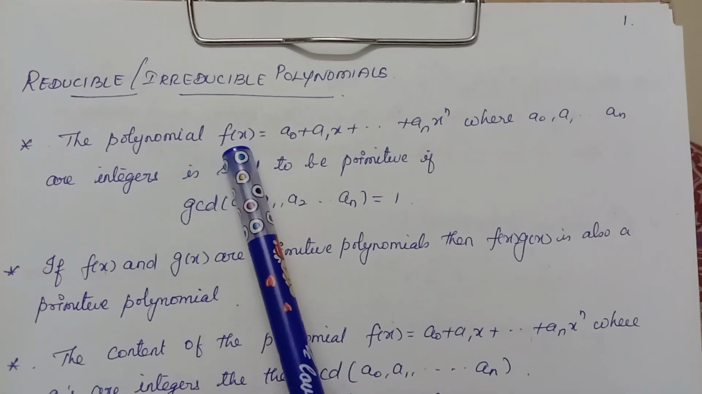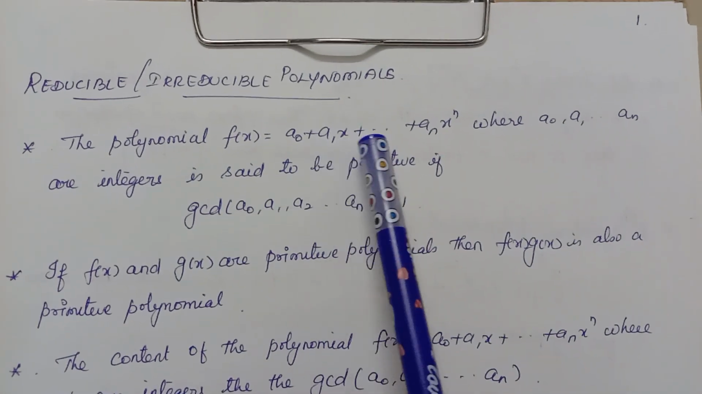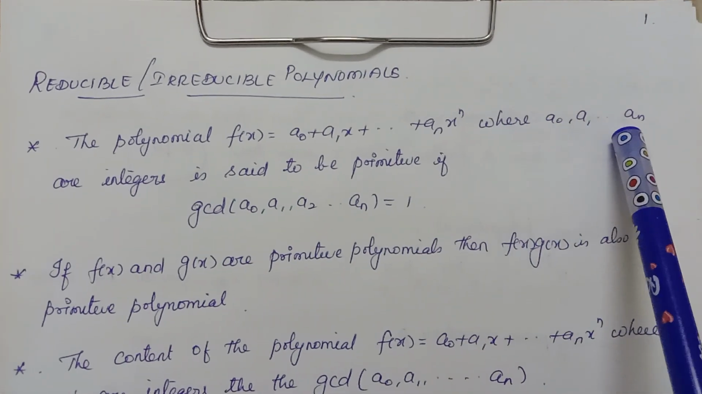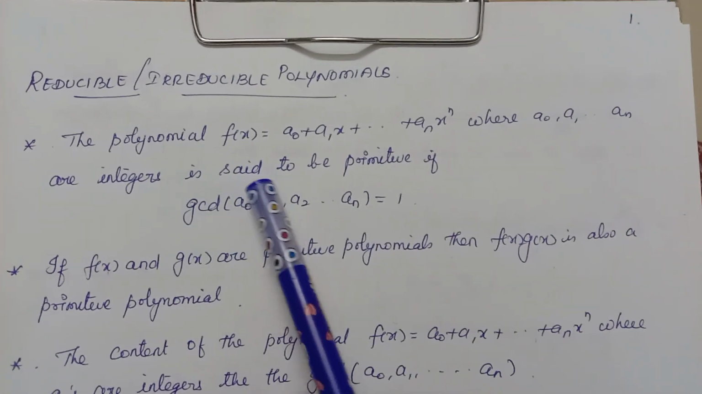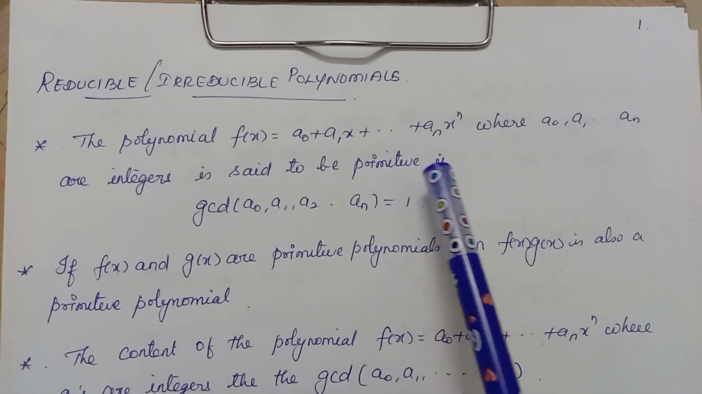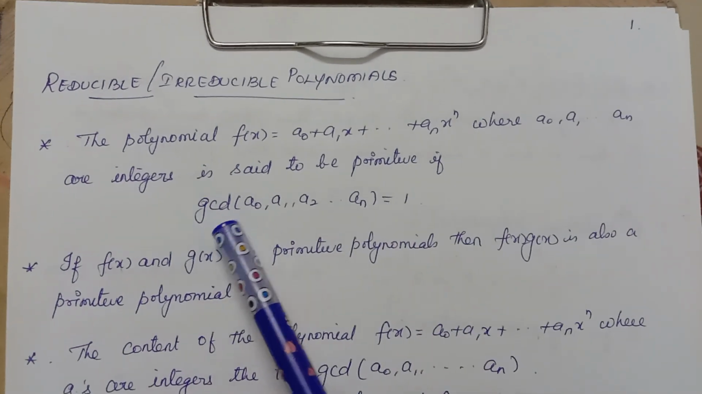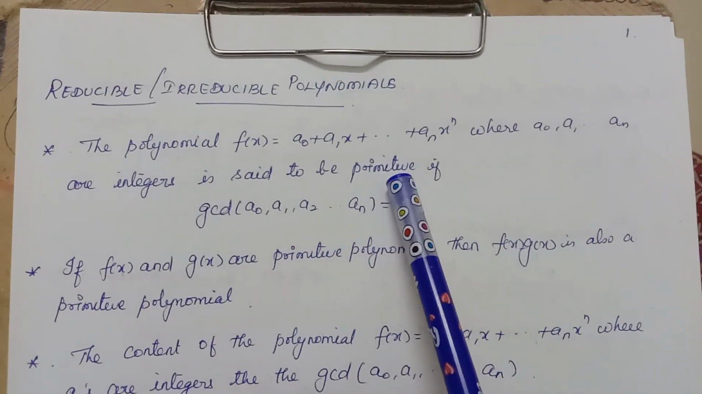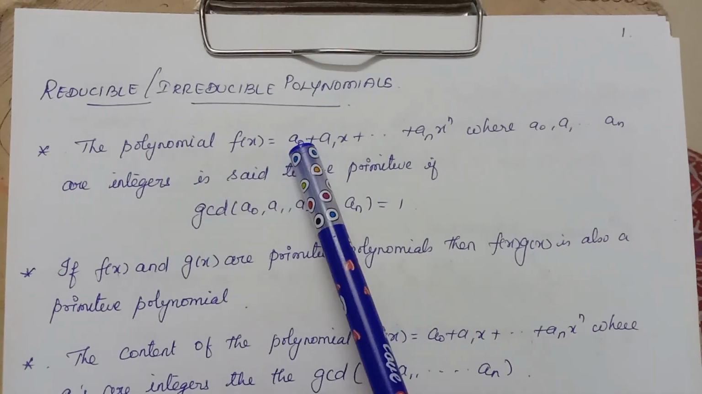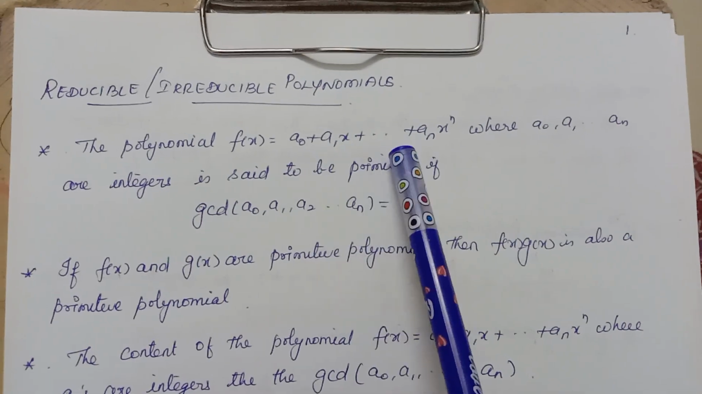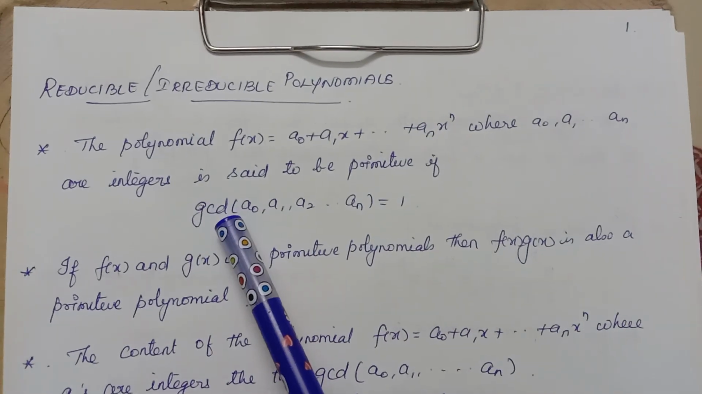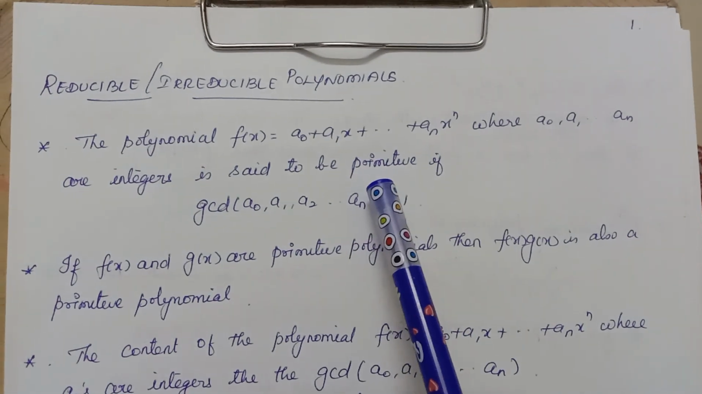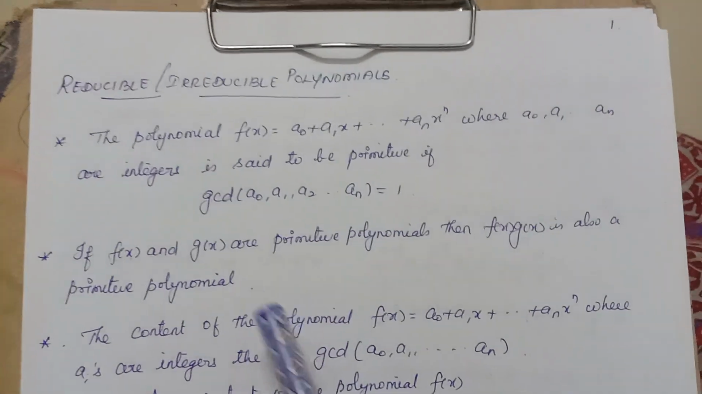The polynomial f of x equal to a0 plus a1x plus etc. up to an x power n, where a0, a1, etc. an are integers, is said to be a primitive polynomial if the GCD of all the coefficients is equal to 1. So primitive means you take all the coefficients a0, a1, etc. up to an, and you find the GCD. If the GCD is equal to 1, the polynomial is said to be a primitive polynomial.